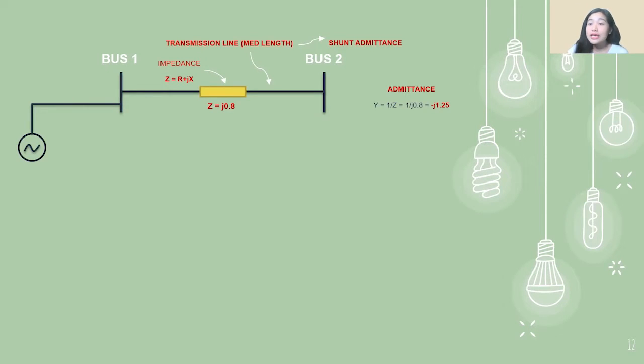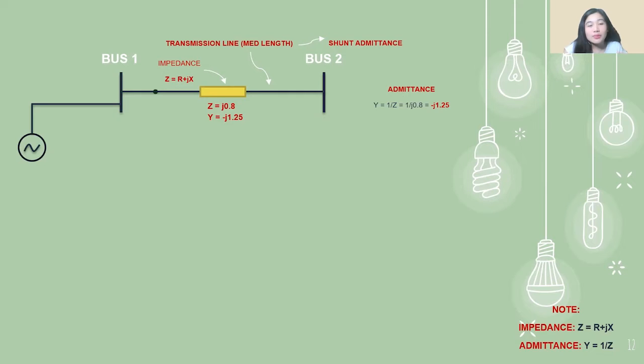So we have to take note of our formula or equation for our impedance and admittance. I have jotted it down in the lower right of the screen so you can check it. Here, by doing the math, 1 over Z is equivalent to 1 over j0.8. And now we have this negated imaginary number, which is -j1.25.